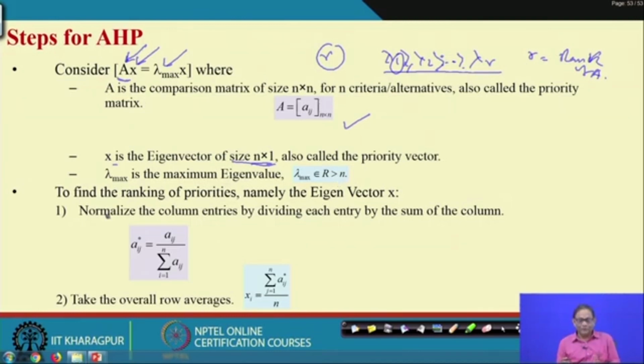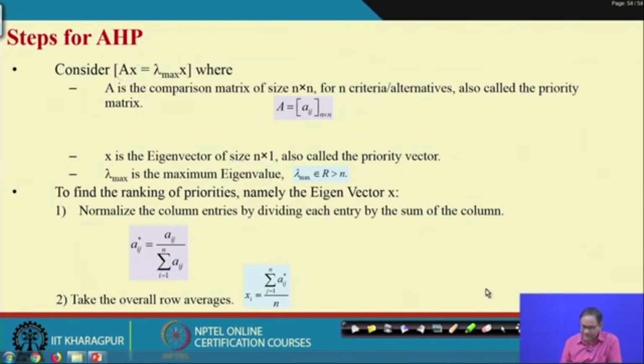So, now you may go by eigenvector, eigenvalue decomposition. That approach we are not using here. It is a very simple approach we are using, which will give you the equivalent result. What you do, because you have a matrix, you normalize column entries by dividing each entry by the sum of the column, this one. Okay, and then take the overall averages. So, what is it? You just see.